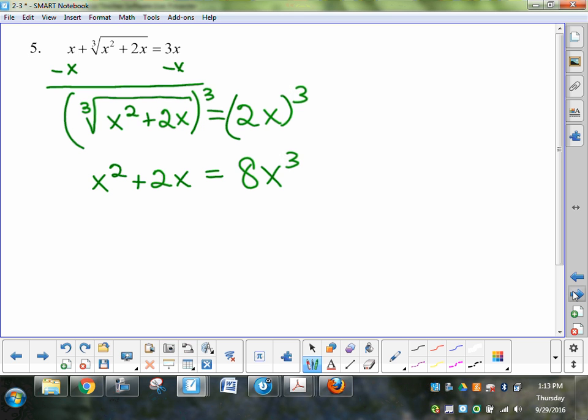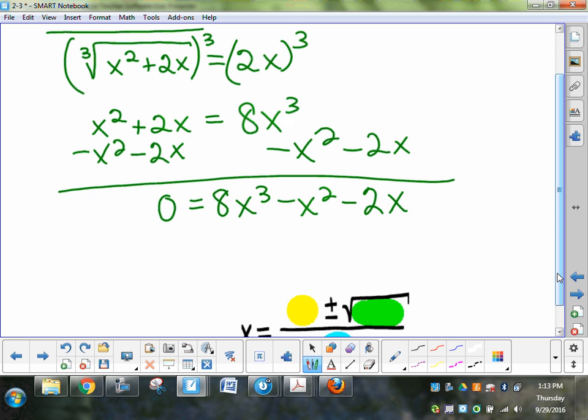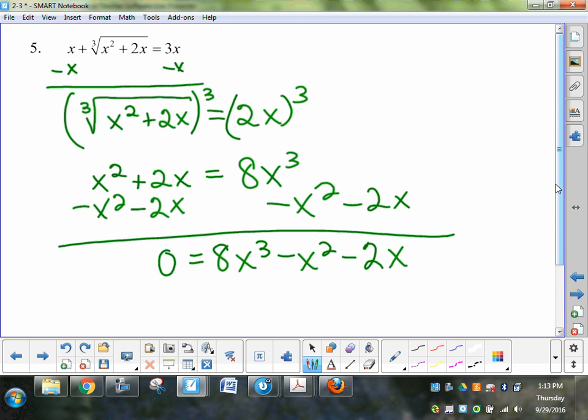Now, I want this to be positive, so I'm going to bring this over. I'm going to subtract an x squared and a 2x. So we've got 0 equals 8x cubed minus x squared minus 2x. And some of us are thinking, I can't do anything here. Is that the case? Really? The rest of us are going to throw what? Terrific. So that leaves me with 0 is equal to 8. Oh, sorry. So take out the x: x times the quantity 8x squared minus x minus 2.